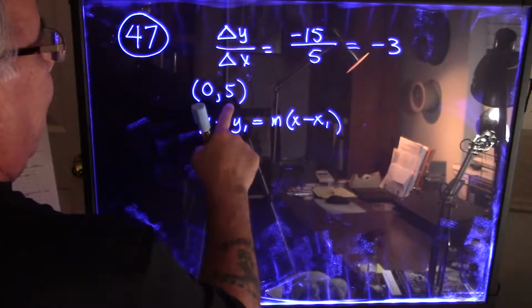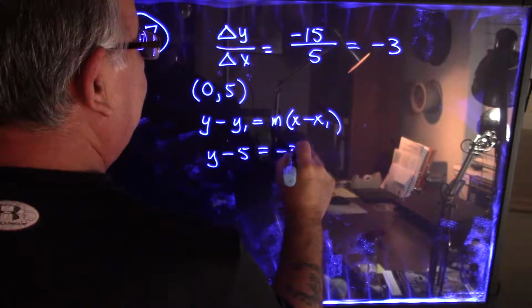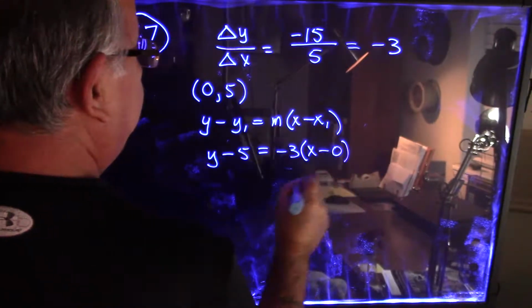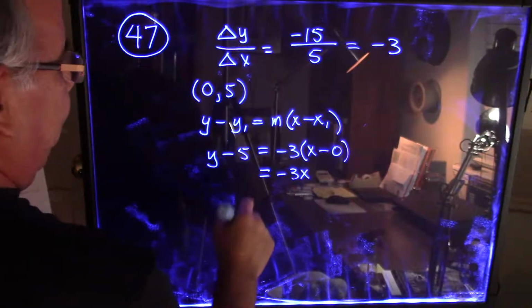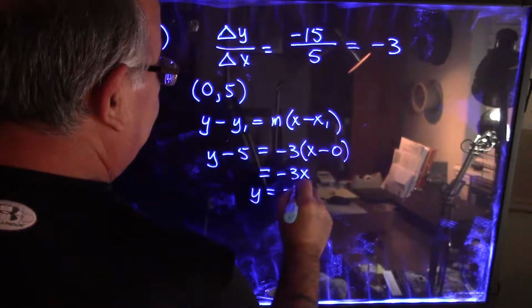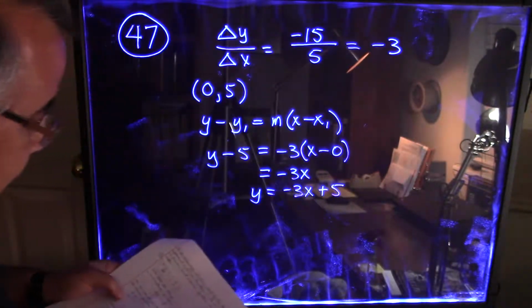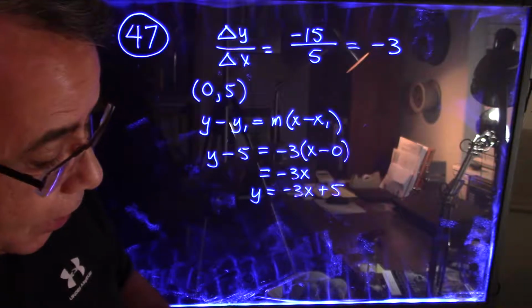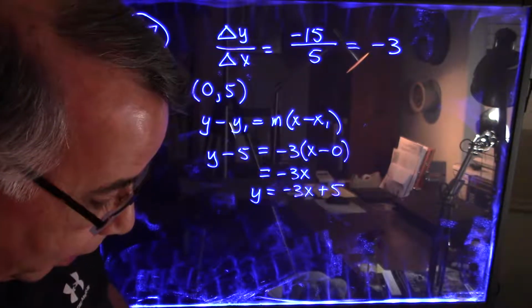So y1 is 5, so that's y minus 5, and slope m is -3, and then x minus x1 is 0. So that's just -3x on the right side. Now you're going to add 5 to both sides. You get y equals -3x plus 5. Alright. Or you can call that f of x if you wish. Or no, call that g of x, because that's what they have on the table, g of x. Alright. So this is called g of x.